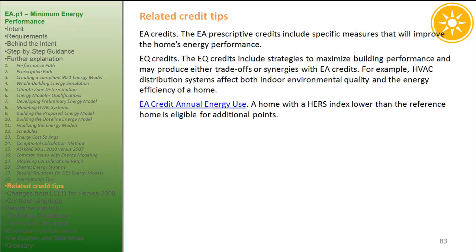Related credit tips. EA credits. The EA prescriptive credits include specific measures that will improve the home's energy performance. EQ credits. The EQ credits include strategies to maximize building performance and may produce either trade-offs or synergies with EA credits. For example, HVAC distribution systems affect both indoor environmental quality and the energy efficiency of a home. EA credit annual energy use. A home with a HERS index lower than the reference home is eligible for additional points.